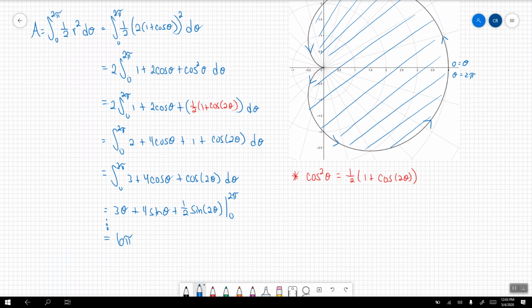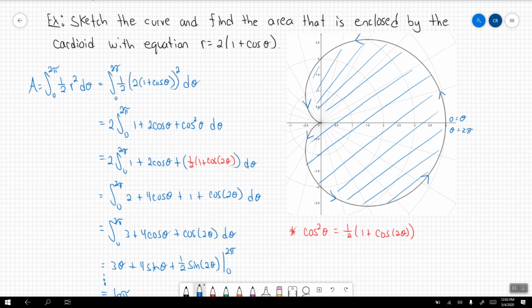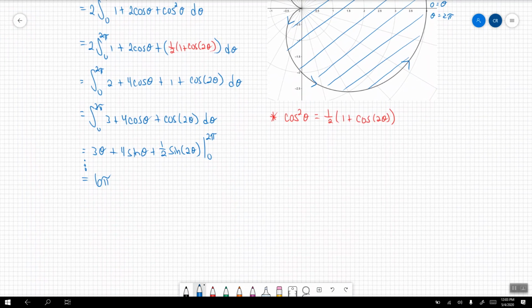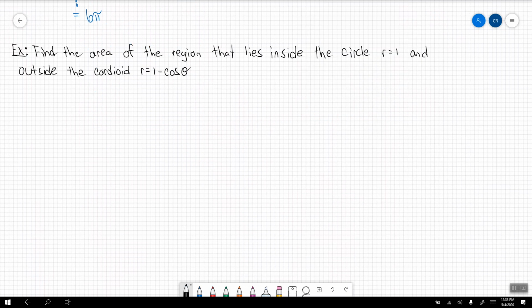Now, that's an example where we have to find this specific area. Well, what if we have to find an area that's going to be bounded by two specific curves? Can we then do that? That's going to be this next example. All right, so here goes the next example. All right, so here's the example that we're going to be looking at.